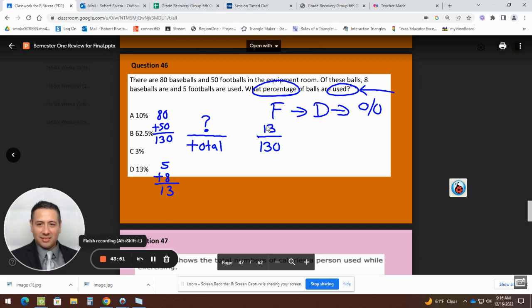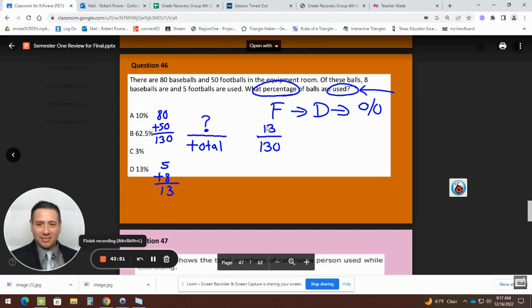I'm going to give you a curveball right now. Check this out. What if I would have asked you, what percentage of the balls are new? What would you have to do? Another extra step. Instead of asking what percentage of balls are used, what if I would have asked you for the new ones? How would you figure out the new ones? Think about it. 13 of them are used. 130 are all of them. How would I find the new ones? Subtract. Good job, Pablo.